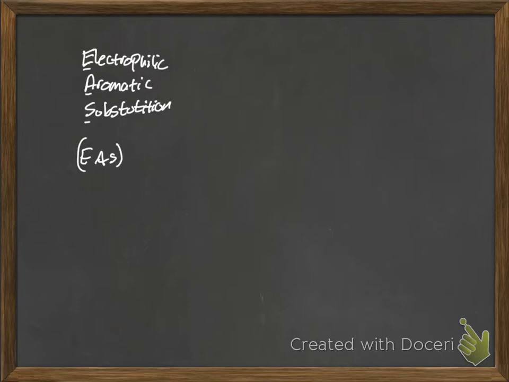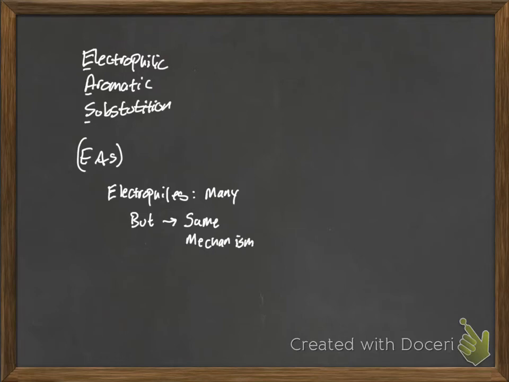Okay, the thing about EAS is there are probably 10 to 20 different electrophiles. There are many of them. But regardless of what they are, the electrophilic aromatic substitution mechanism itself is actually the same in all of them. Any variation takes place before you get into the aromatic ring. Now, EAS reactions all follow the same pattern.